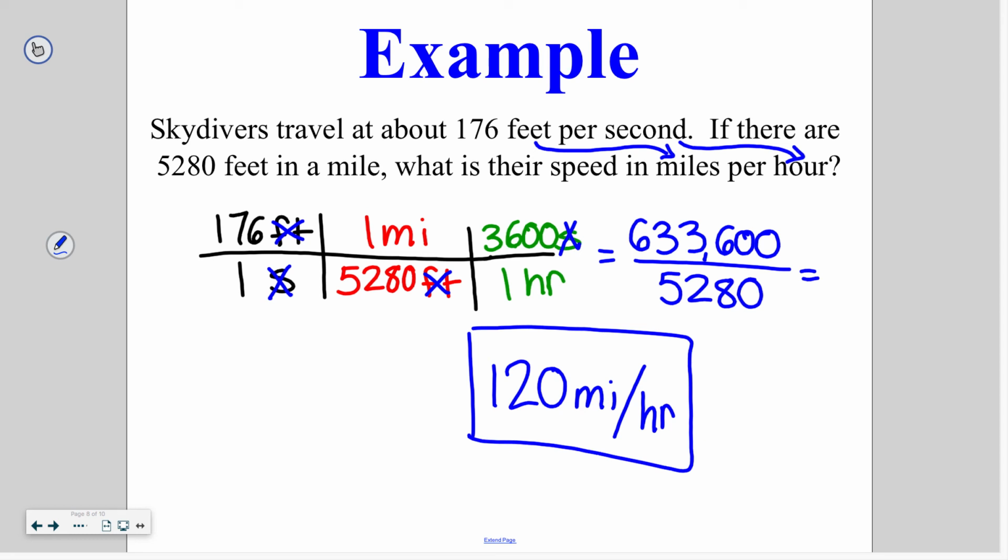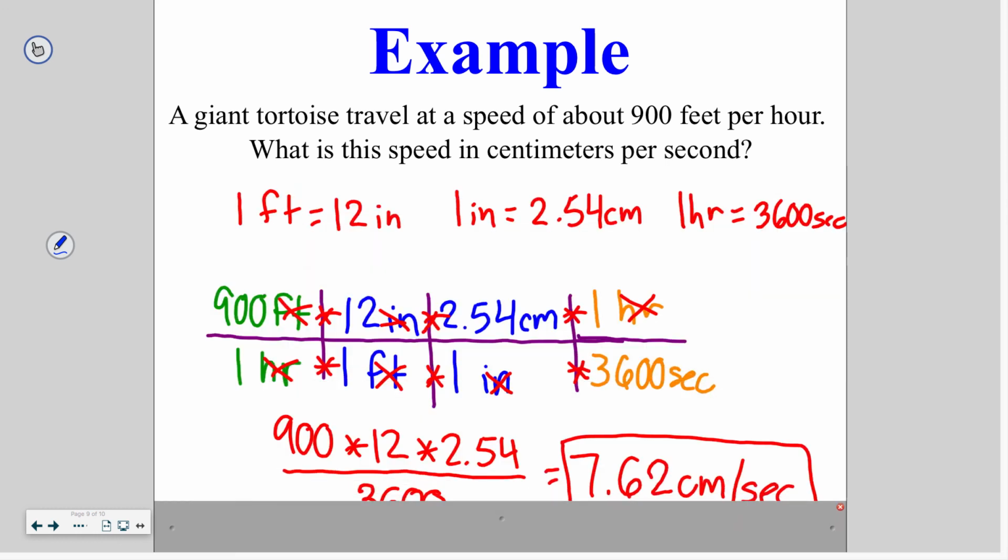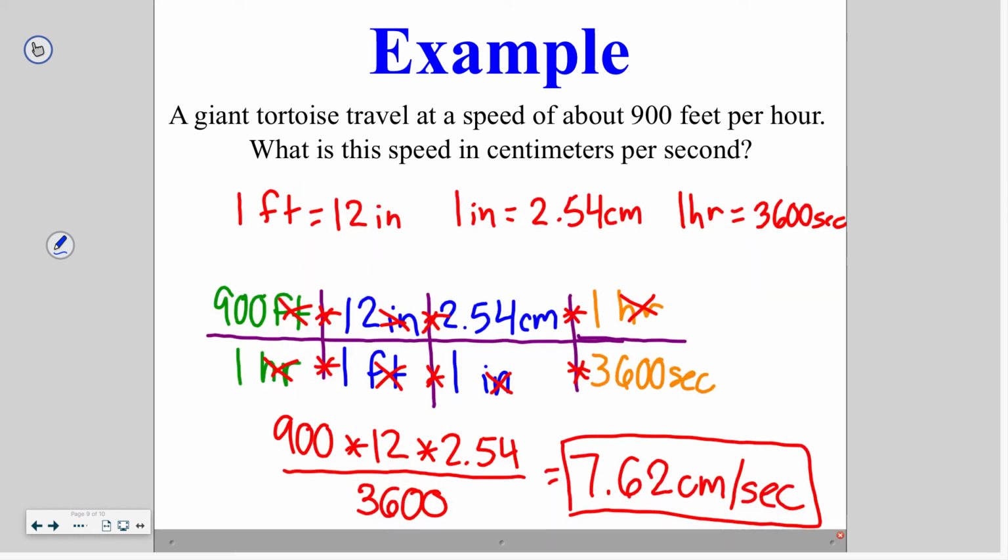Go ahead and try this one on your own. So we go from feet to inches, which is something you should just know that wasn't on your chart. Then we've got inches to centimeters, and then we're going to go from hours to seconds. Multiplying all those values up top, and then multiplying all the values on bottom, dividing to get our final answer of 7.62 centimeters per second.